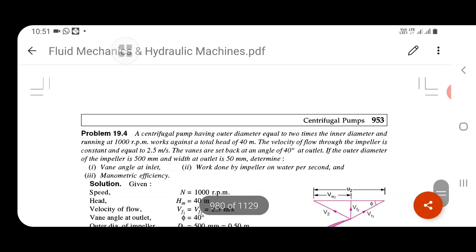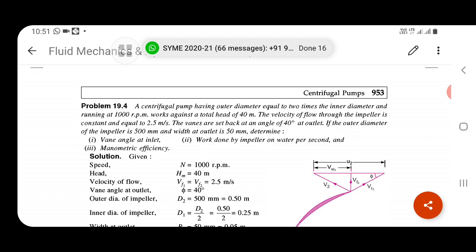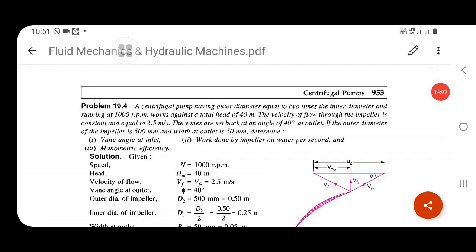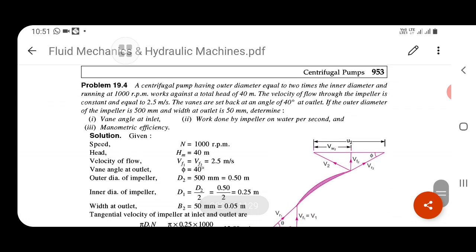So the next problem is: a centrifugal pump has an outer diameter 2 times the inner diameter and runs at 1000 rpm, working against a head of 40 meter. The velocity of flow through the impeller is constant and equal to 2.5 meter per second. The vanes are set back at an angle of 40 degree. The outlet diameter is 500 mm and the width is 50 mm. Determine the vane angle, work done and efficiency. So firstly, write down the problem.